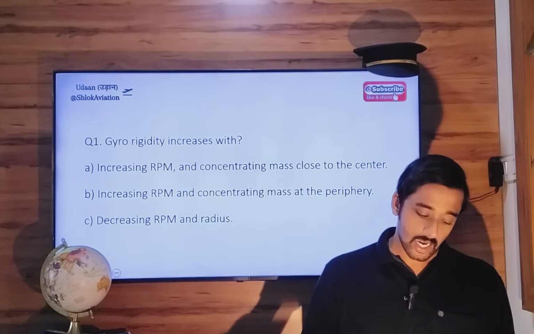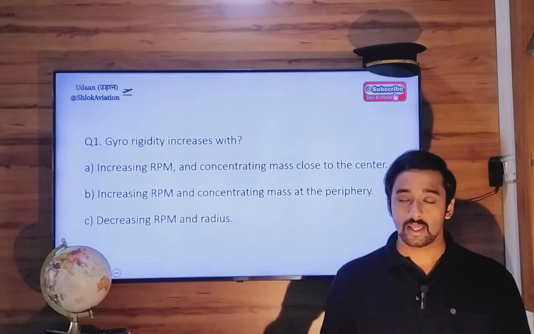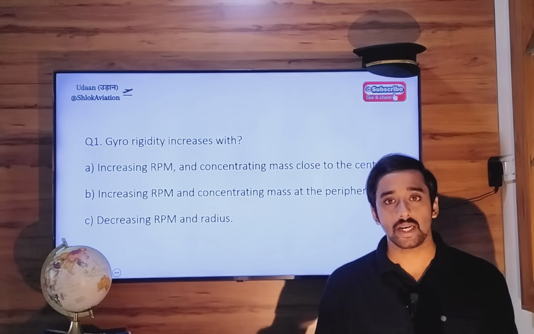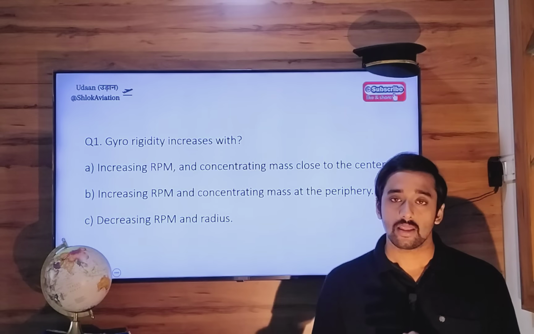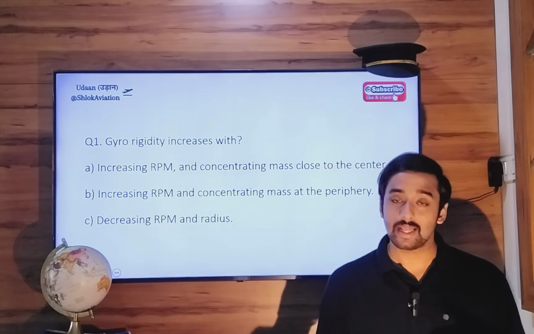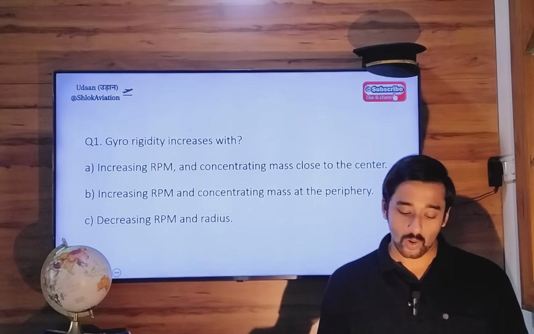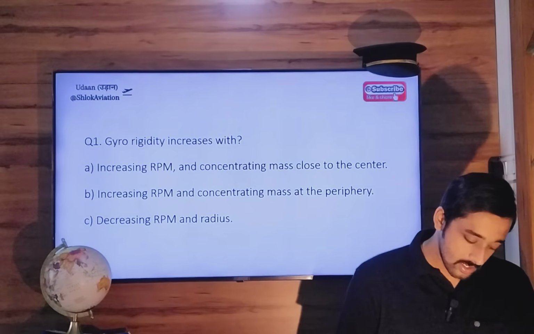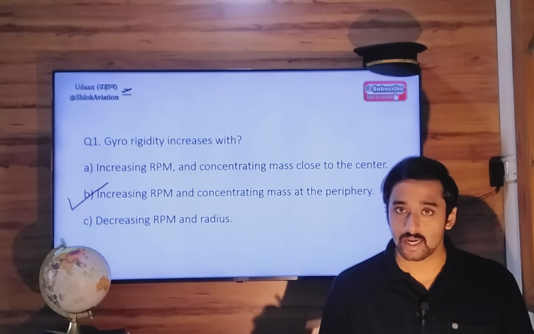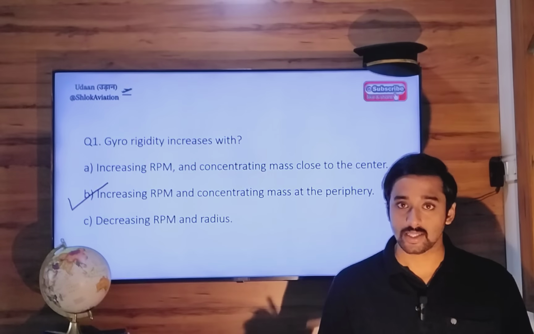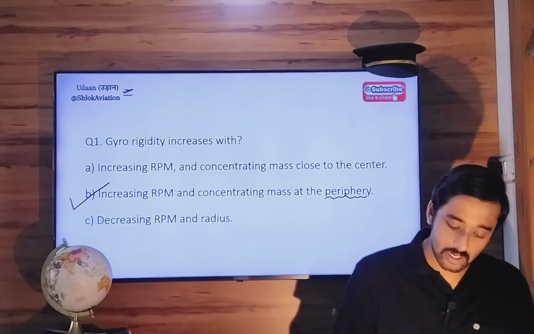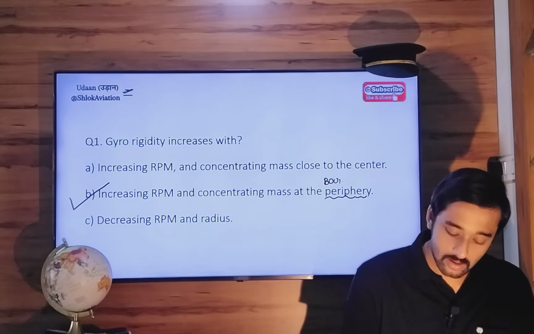Question 1. Gyro rigidity increases with what? Now your gyroscope instruments have two main properties, the rigidity and the second one is precession. Rigidity is that property which will increase with increasing RPM and concentrating mass at the periphery. So option B is the correct answer. Gyro rigidity increases with increasing revolutions per minute and concentrating mass, that is presence of mass at the periphery, meaning boundary.